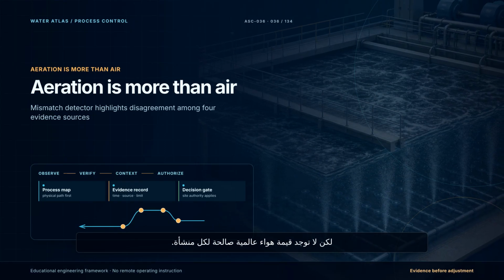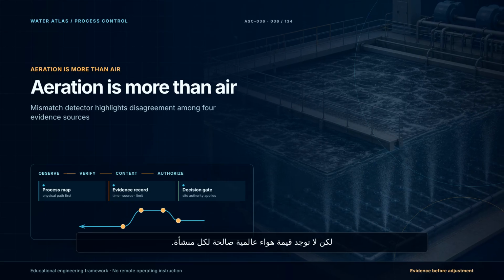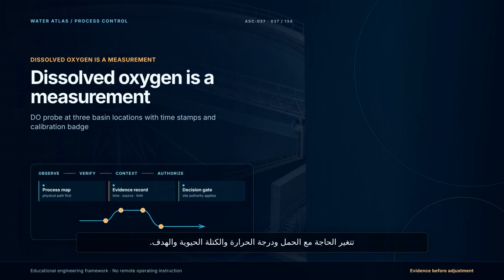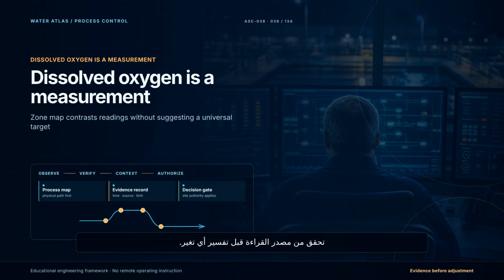An operator's round should connect what is seen and heard with what is measured. Are blowers available? Are air headers, valves, diffusers, mixers, and instrumentation functioning as expected? Are basin patterns consistent with normal conditions? Are there unusual dead zones, foam patterns, odors, turbulence, or alarms?